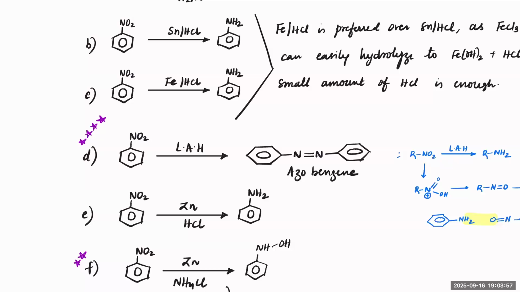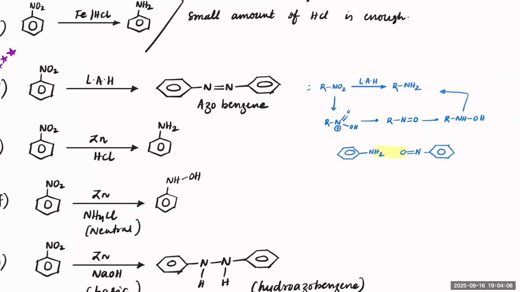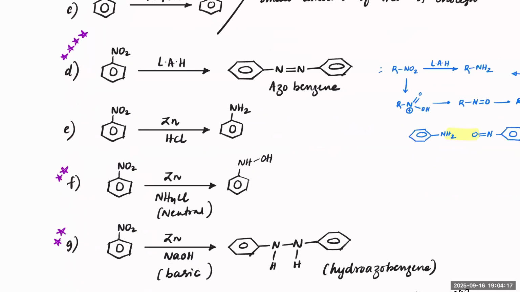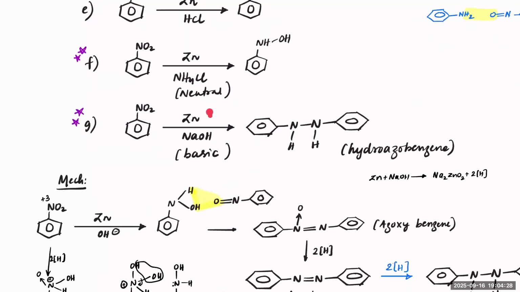In case of lithium aluminum hydride, instead of giving the complete amine, it has been observed to give more of this one. Here, this would be more of the azobenzene form. Understood? Same way, if we have zinc with NH4Cl, in a neutral medium, then it will be hydroxylamine. Got it? And if it is zinc in NaOH, in a basic medium, then it will give hydroazobenzene. This is hydroazobenzene. Clear?